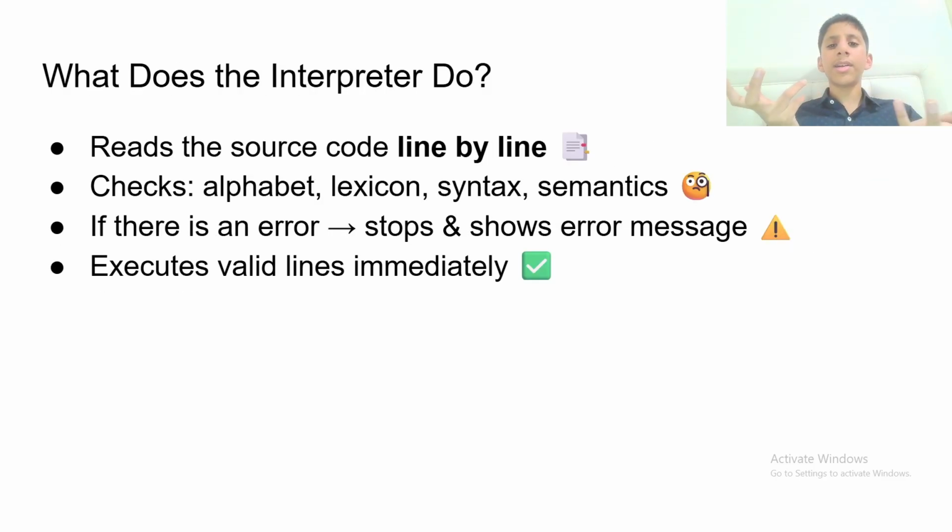All right, what does the interpreter do? The interpreter reads the source code line by line. It checks for errors. It checks the alphabet, the lexicon, the syntax, and semantics. If there's an error, then it stops and immediately shows an error message. Just like in Java, if you write incorrect code, it's going to display an error message. So that is exactly how the interpreter works. If the code is written correctly, then it executes the valid lines immediately.